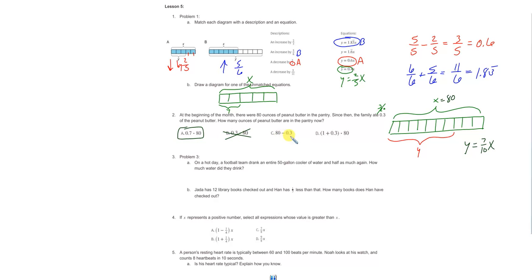This would just take 3/10 of peanut butter away from 80 ounces, which doesn't really make sense. And this one right here would be like if they were adding 3/10 to the 80, because you're adding to the whole here. That would be like adding 3/10 more, which they're not doing. They're eating it. It's going away. So it has to be A, and that is number 2.